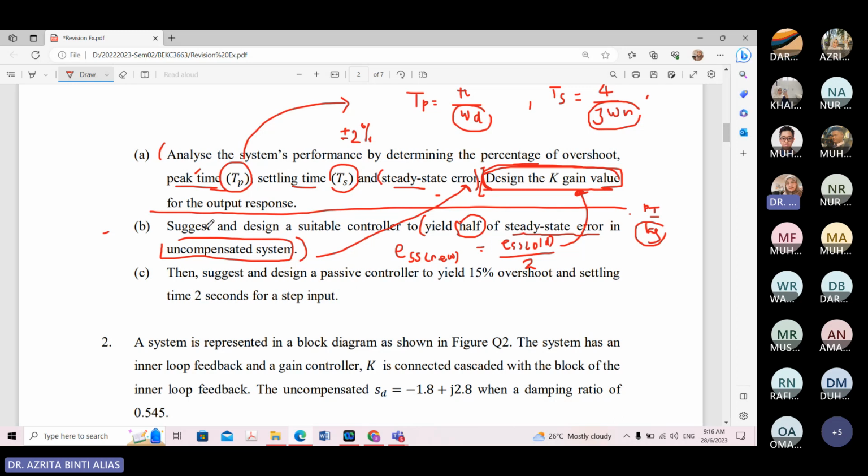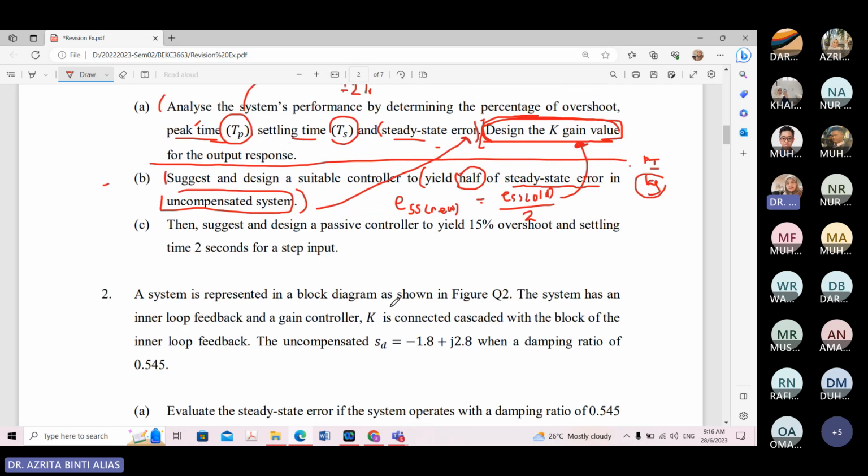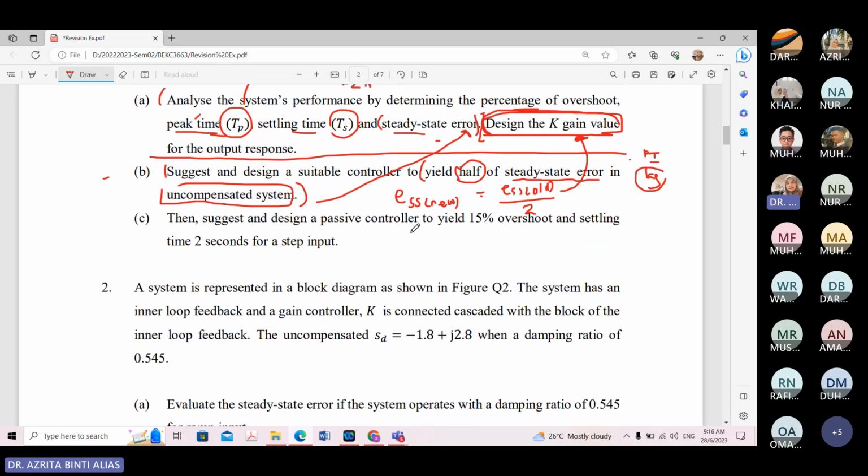So now we already decide that the suitable controller is the lag controller. Remember first, you just write the general equation for the lag controller. For the lag controller, we will add a pole and a zero. I put it as Z lag, as K (S plus Z lag) over (S plus P lag).